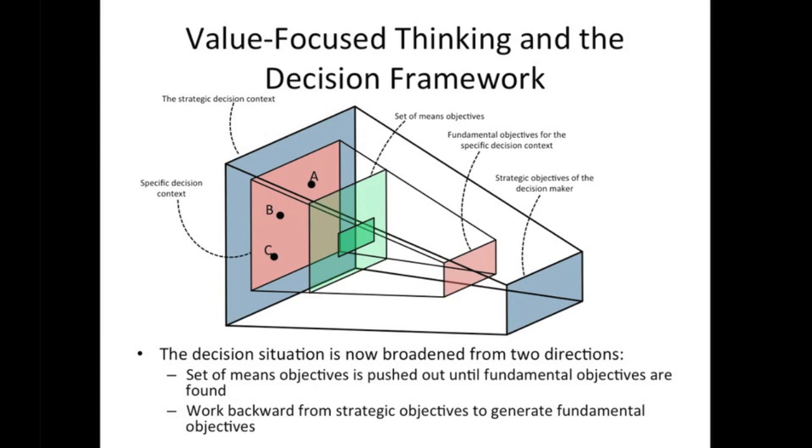In a complete VFT decision frame, we see how everything fits together. Note how by specifying fundamental objectives and an associated decision context, we have now pushed out our decision frame with respect to possible means objectives. This also allows us to increase the range of potential alternatives. Keeney describes this as a push-pull process with some give and take, but the goal is the emergence of a reasonable set of fundamental objectives.